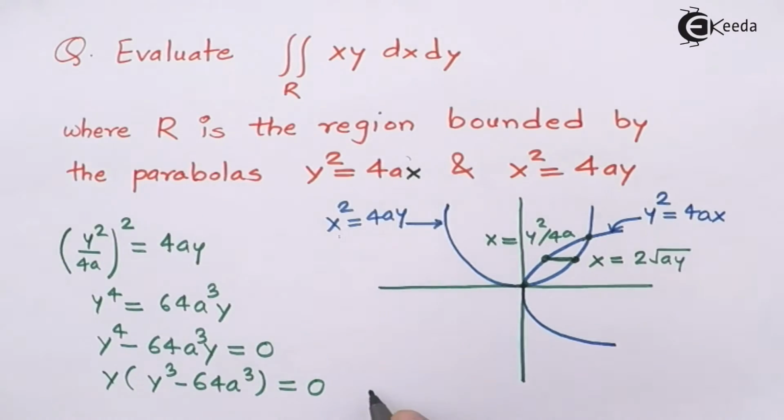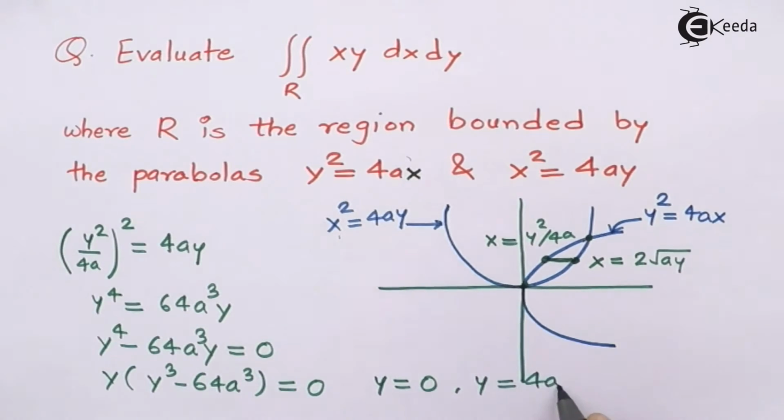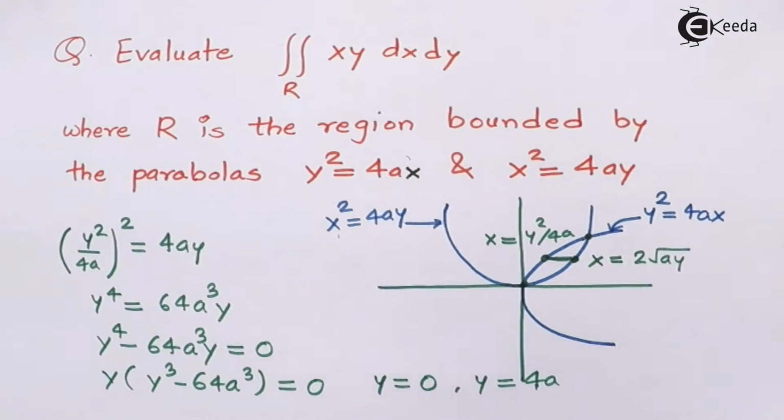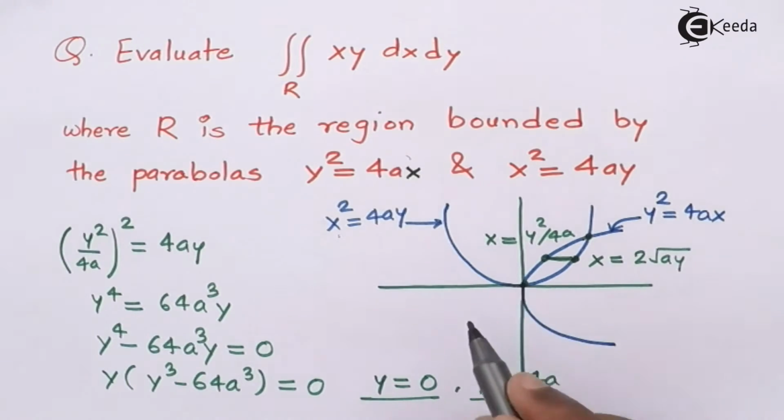So from here we can say that therefore y is equal to 0, or y cube minus 64a cube is 0. So which is y cube is equal to 64a cube, and taking the cube root on both sides we get y is equal to 4a. So guys, here we got 2 values of y, 0 and 4a, and you can easily observe that at this point y is 0, and at this point y is 4a.